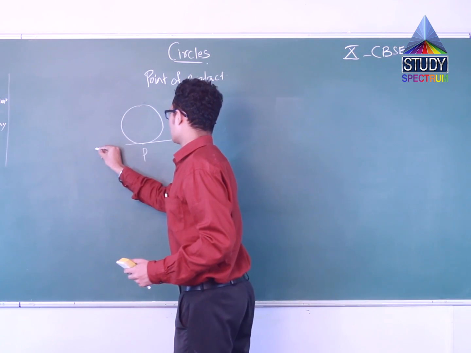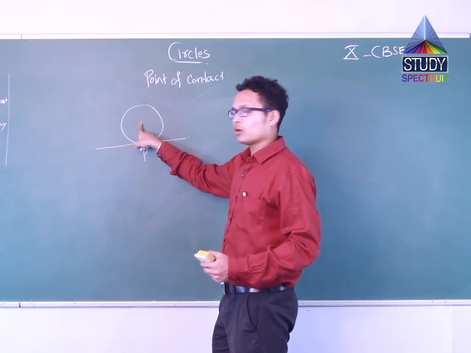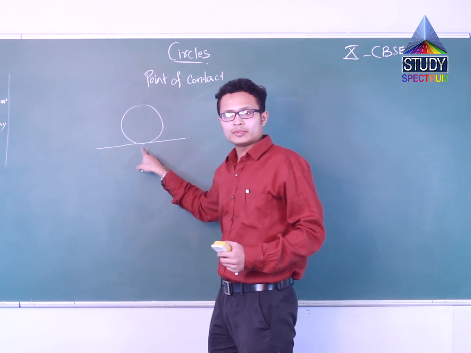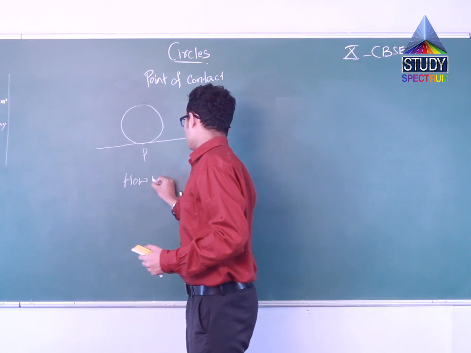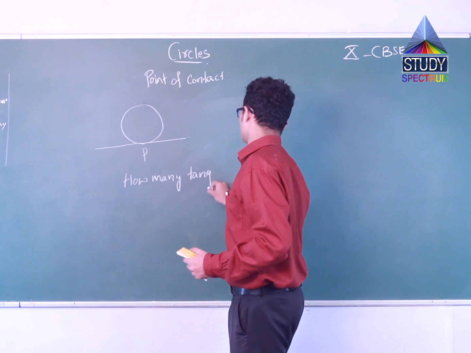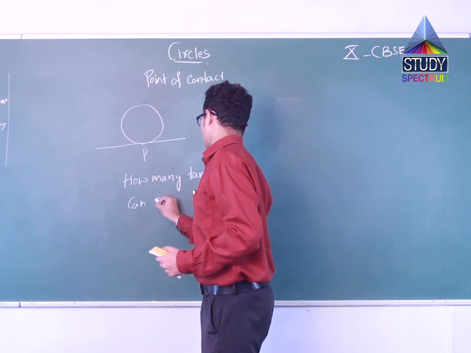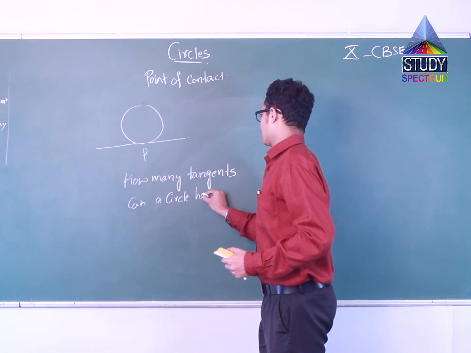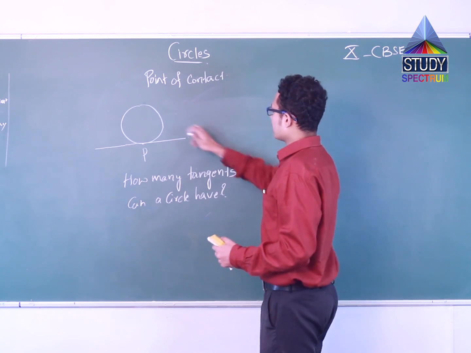Now I have a question. If at one point a circle can have only one unique tangent, that is just one tangent at one point can be drawn, so how many tangents can a circle have? Let's see now. How many tangents can a circle have?